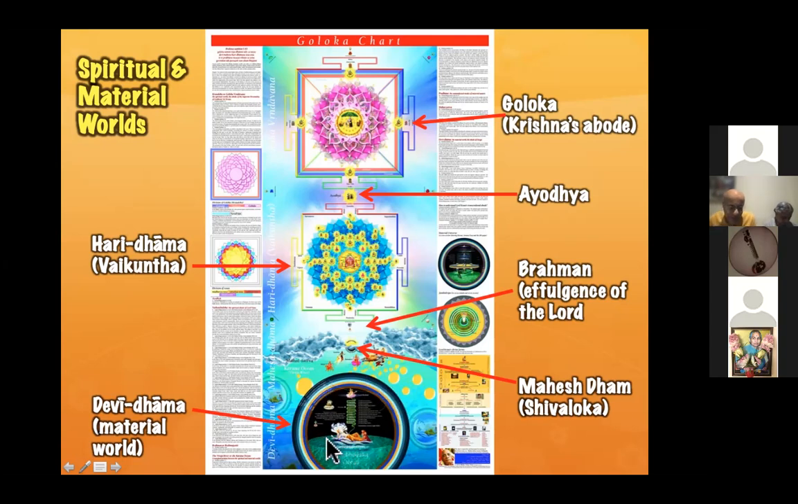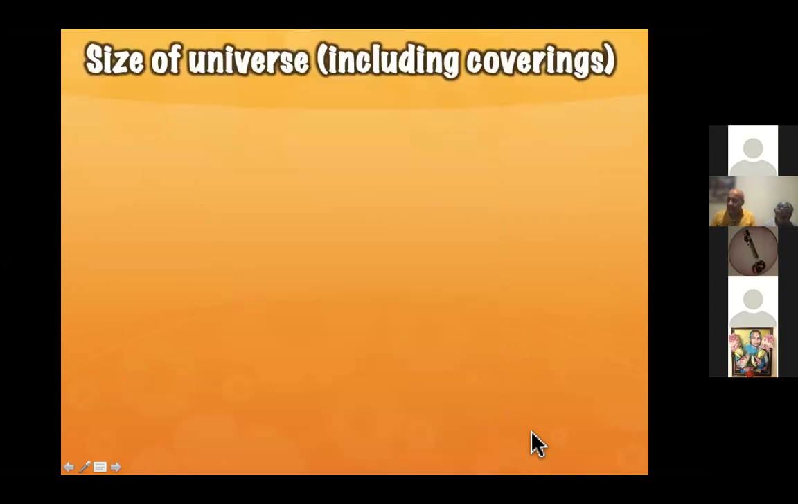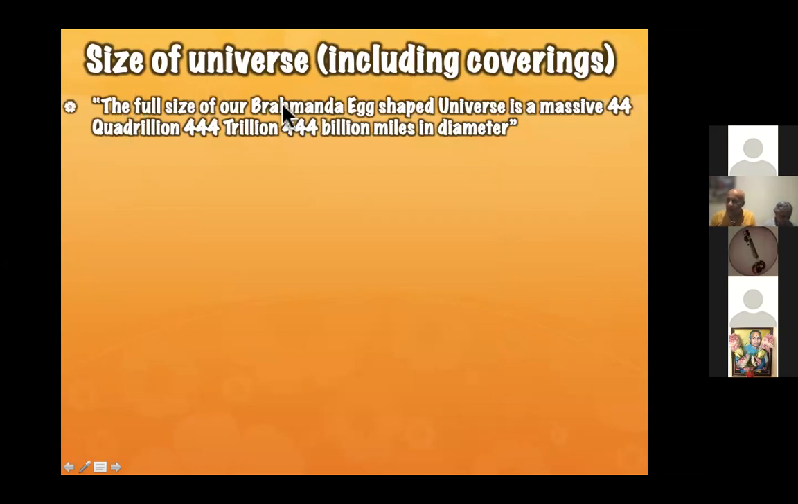So this material world, there's a little bit more I wanted to share, and it's a little mind-blowing, but for completeness' sake, worth knowing what the size of a universe is. And probably this is the size of our universe, which is considered to be the smallest of all the universes, including the coverings. So it's explained that the universe is like an egg. It's egg-shaped. So the full size of our Brahmanda egg-shaped universe is a massive 44 quadrillion, 444 trillion, 444 billion miles in diameter. That's huge. That's absolutely mammoth.